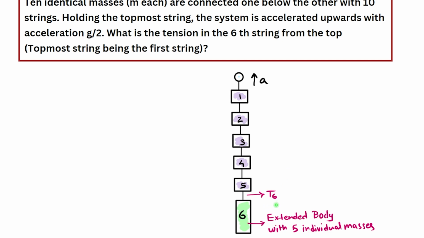Now, before we get into the solving side of this numerical, there's one point I need to make clear: for this string, all the masses below this point would not behave like individual masses, like block 4 or block 3. They would behave like an extended body made up of 5 individual masses. We shall discuss this point in more depth in some time. But before that, let's get into the solving side of this numerical, starting with the given data.